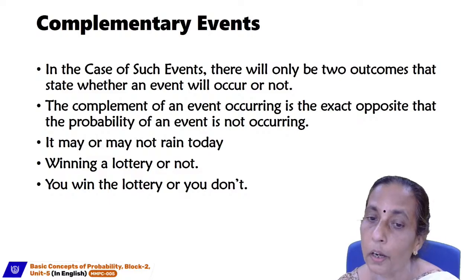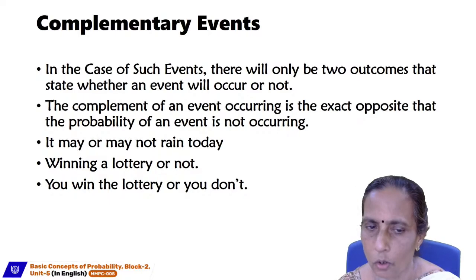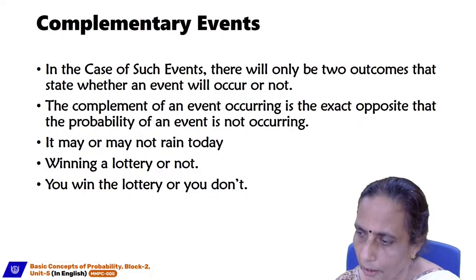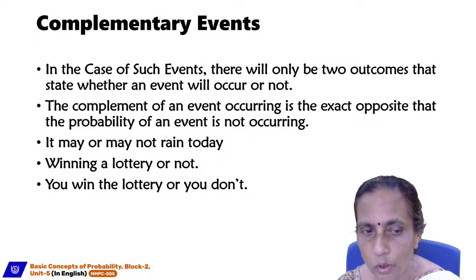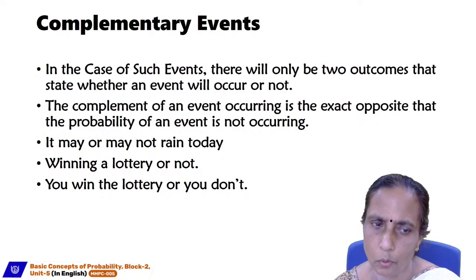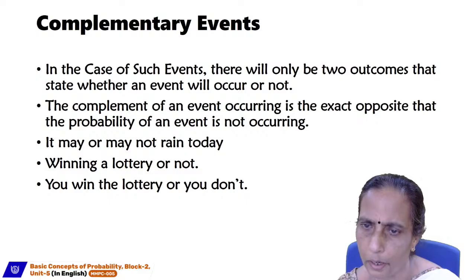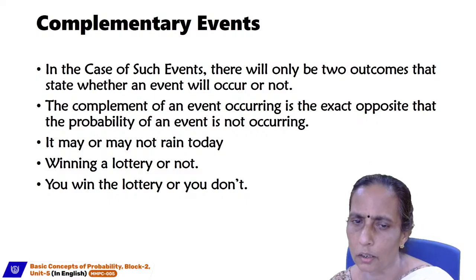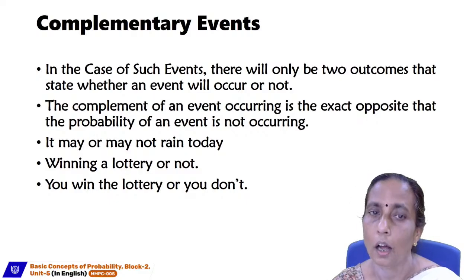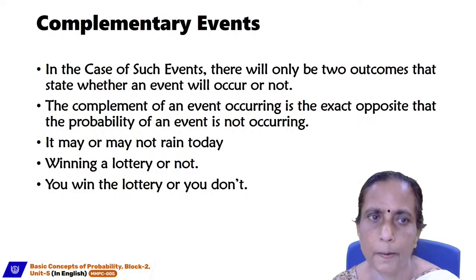It may or may not rain today. Or suppose I have purchased a lottery ticket, I may win the lottery or I will lose the lottery. So there are only two happenings. One is happening and one is not happening. So one is opposite to the other. So both these events are complementary events.